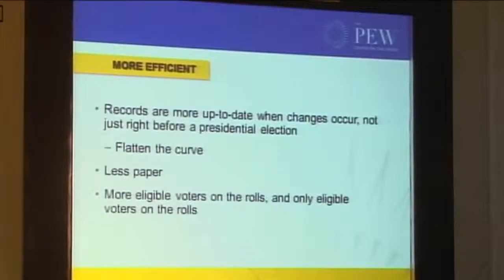And then what we aim to do is get more eligible voters on the rolls, but only eligible voters on the rolls. So both the enfranchising aspect of democracy, having more people on the list, is served, but also those who are worried about the integrity of the process are also satisfied because the lists are more accurate and reflect only the true electorate.